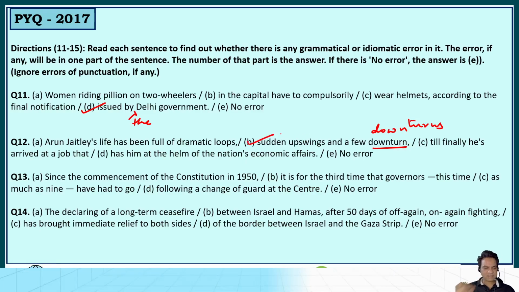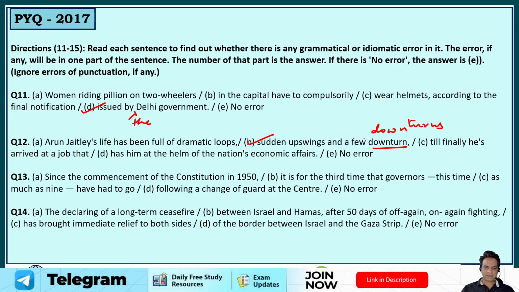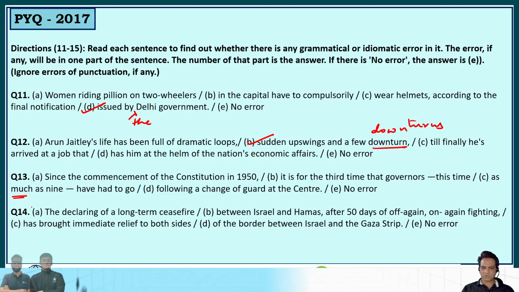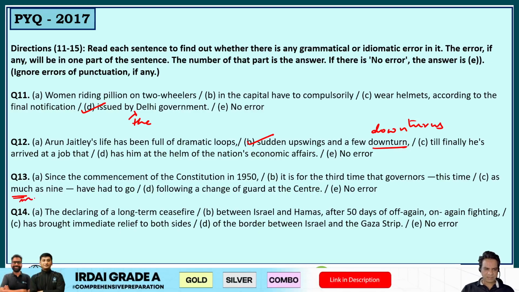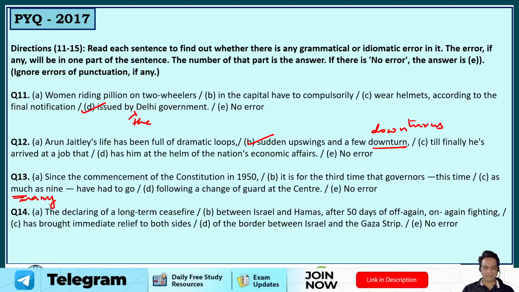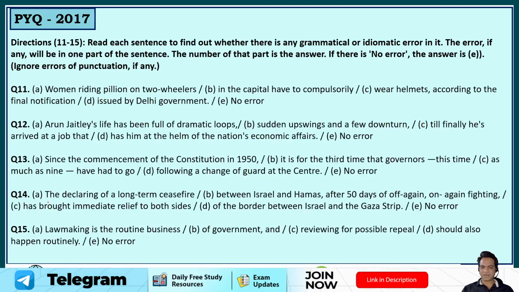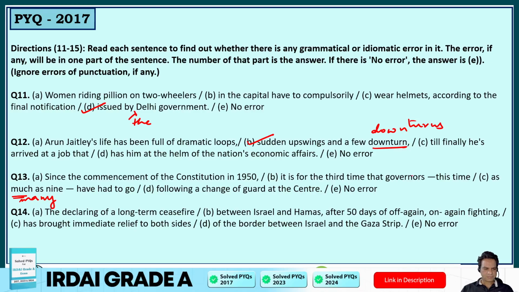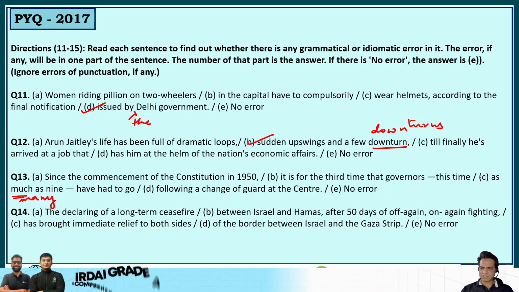Question number 13, guys. Since the commencement of the constitution in 1950, it is for the third time that the governors, this time as much as nine. No, guys, it should be as many as nine, have had to go following a change of guard at the center. Yes, guys. So clearly, much is used for uncountable nouns. As much as nine, no, it should be as many as nine. So since the commencement of the constitution in 1950, it is for the third time that the governors, this time as many as nine. So option C is your correct choice.